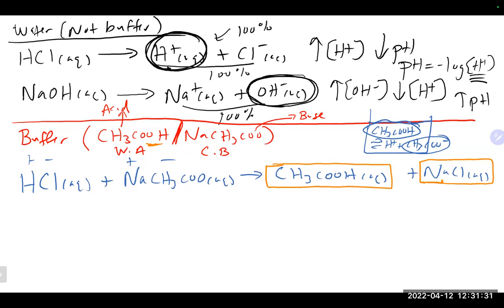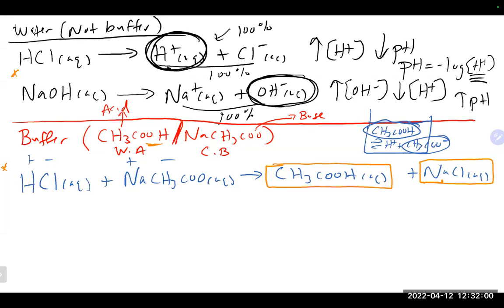But it is actually what we do not see here that we do see in the above equation when we added it to water. What is in the above equation for water that is not here in this situation? What did we produce up here that we did not produce here? Which ion? Yeah, we didn't produce any H plus ions, right?